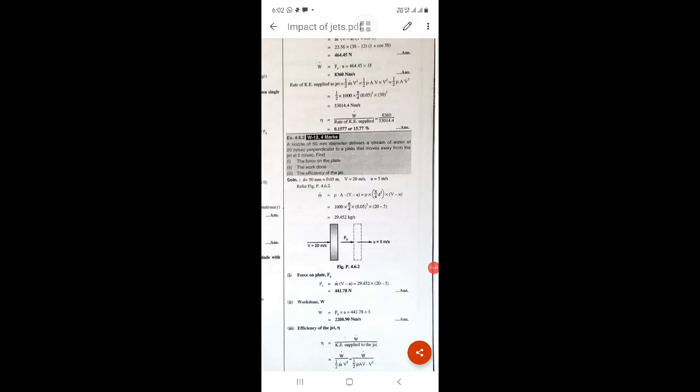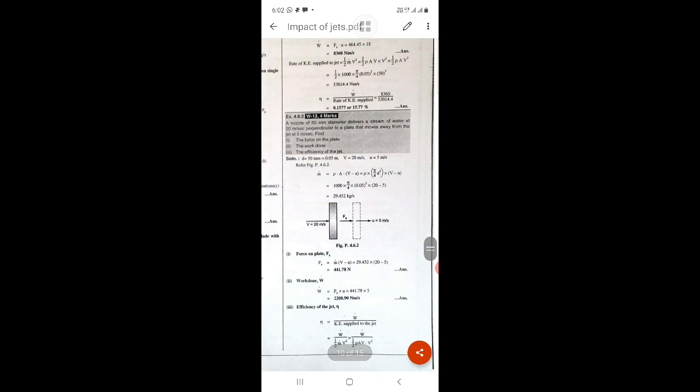So D is equal to 50 mm, that is 0.05 meter. V is 20 meter per second. U is 5 meter per second. So m dot is equal to rho A (V minus U). So with the help of that, calculate mass flow rate. Then firstly calculate the force. So force is rho A (V minus U) square, where V is the initial velocity 20 meter per second, and U is 5 meter per second. So with the help of that, the force is 441.78.